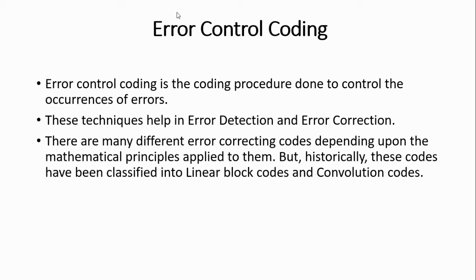Error control coding is the coding procedure done to control the occurrence of error. This technique is helpful to detect the error and also correct the error. There are many different error correction codes depending upon the mathematical principle applied to them. But the codes have been classified into two main categories. One is linear block code and another one is convolution code.